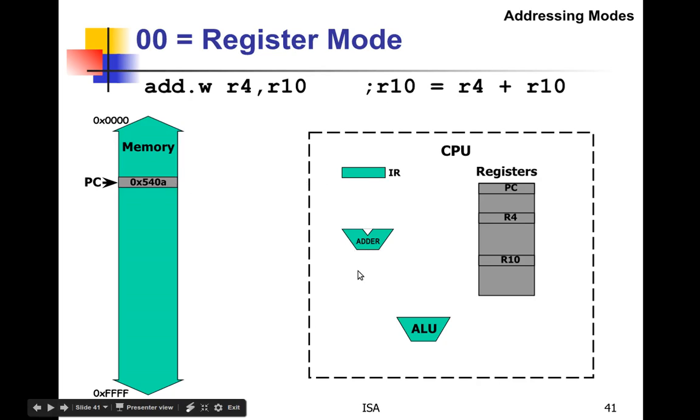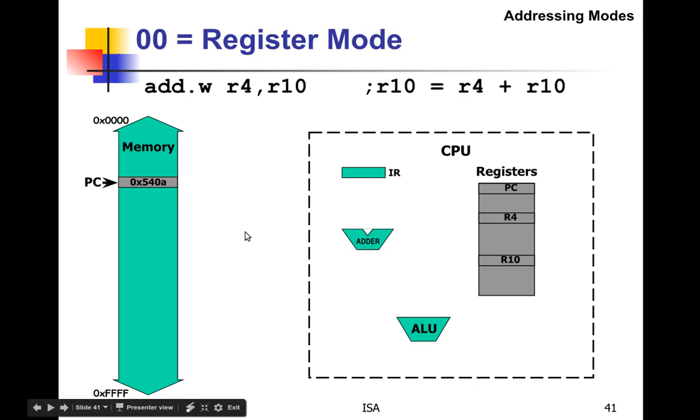This is an adder, which is used sometimes when we have an indexed kind of addressing. This is the arithmetic logic unit, which does things like adds numbers for us. That's what we're going to use for this plus operation up here, or the add. That's what's going to do it. And over here we have the registers. R0 is the program counter. R4 is called out right here. That's our source. And then there's R10 as our destination.